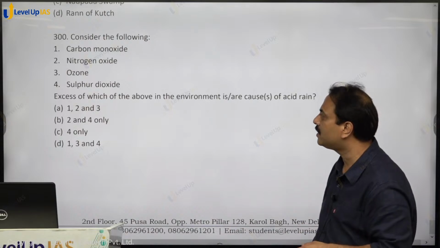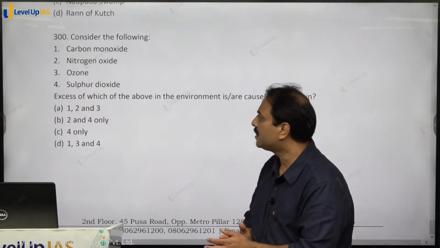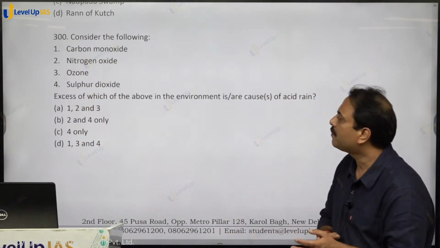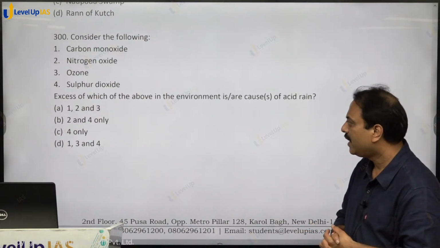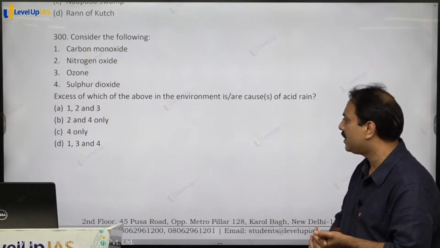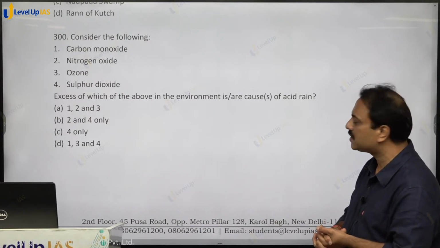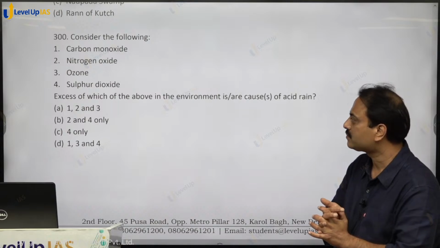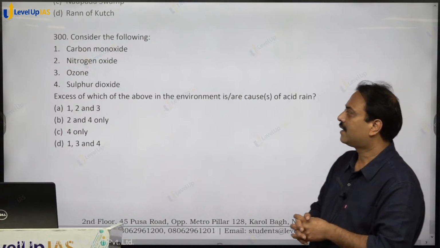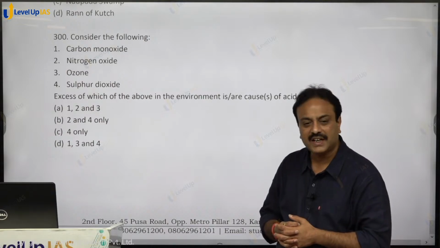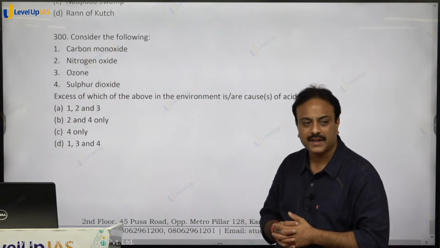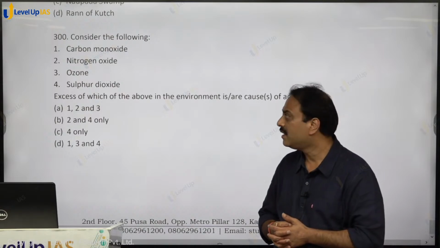Okay, this is the last question in this paper. Question number 300. Consider the following: carbon monoxide, nitrogen oxide, ozone, sulfur dioxide. Excess of which of the above in the environment are the causes of acid rain? Carbon monoxide will not cause acid rain. Nitrogen oxides and oxides of sulfur, they are responsible for acid rain.